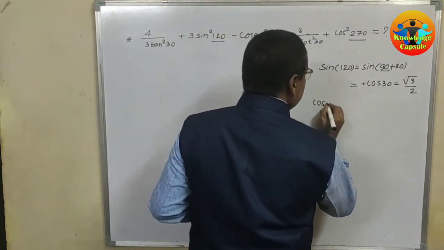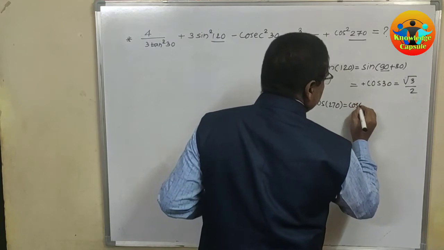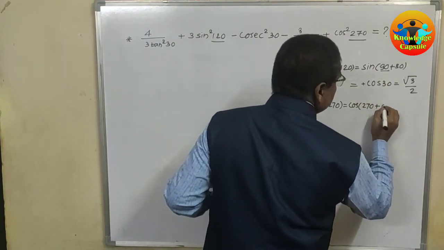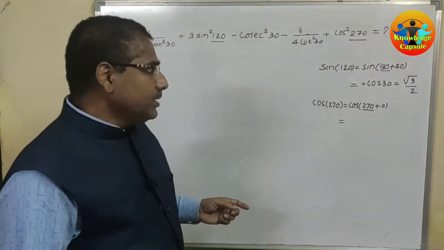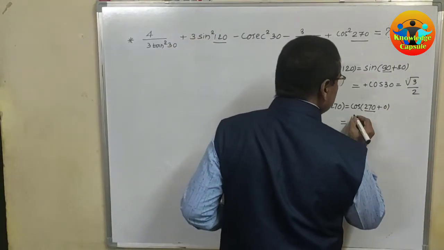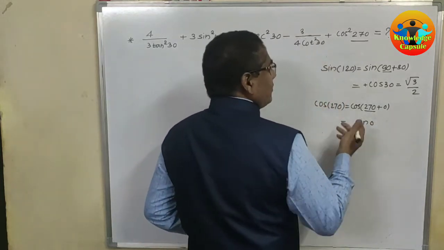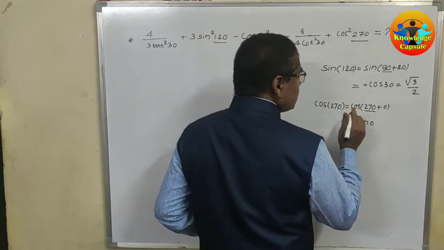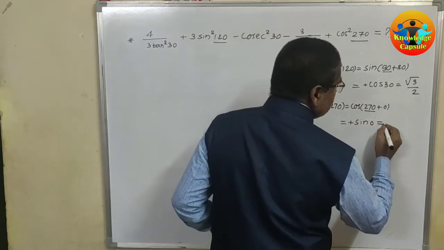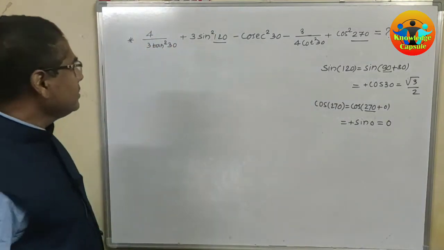Cos 270 can be written as cos of 270 plus 0. As this is odd multiple of pi by 2 again, we have to change the ratio. This will become sine 0. 270 plus something, fourth quadrant. In fourth quadrant cos is positive, but sine 0 is equal to 0. Let us put these values in this expression.